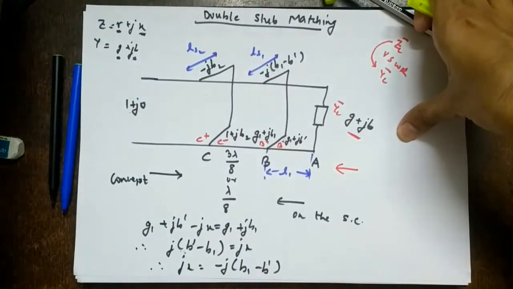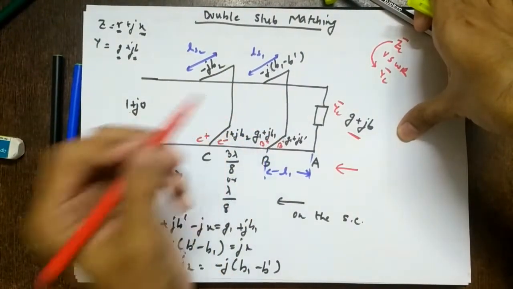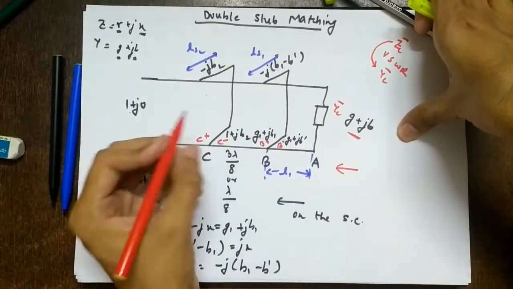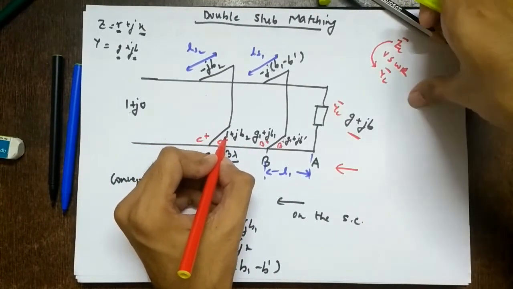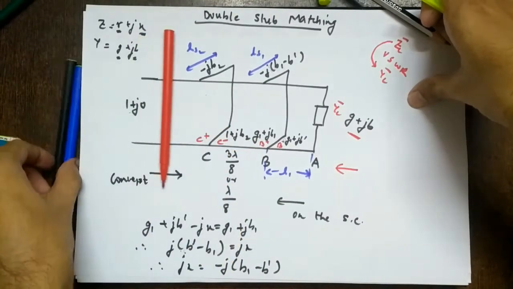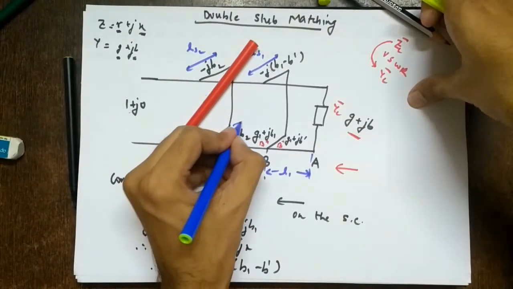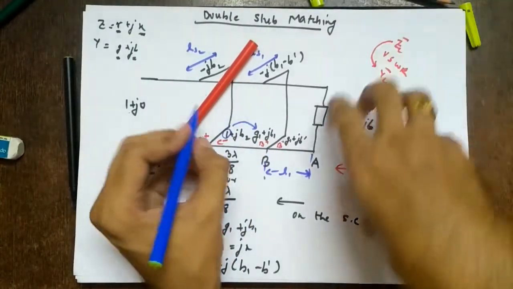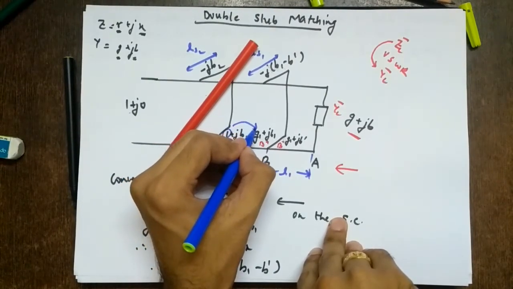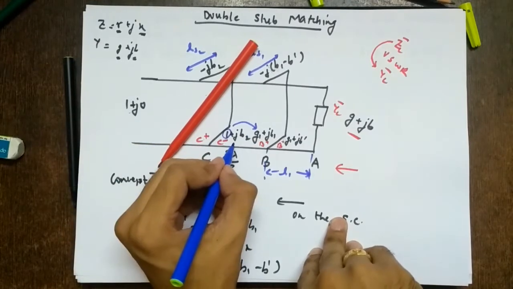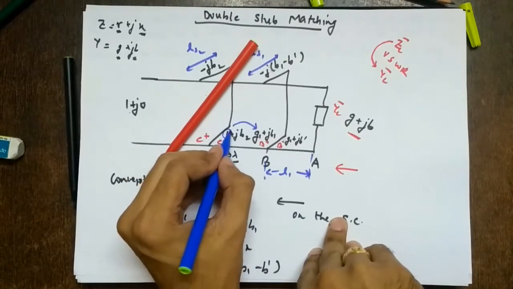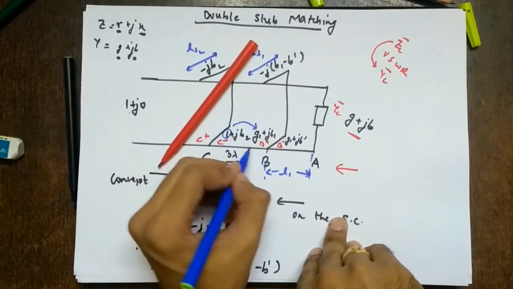Next, what will you do? Now you have to go to B plus. For that, you have to understand the difference between the point C minus and B plus. What is the conductance at C minus? 1. What is the conductance at B plus? G1. It means the conductance of 1 is getting converted to G1. So the entire G equal to 1 circle is rotated such that the conductance becomes G1. So we have to draw a rotated G equal to 1 circle. Okay, how to draw that rotated G equal to 1 circle, we will see.